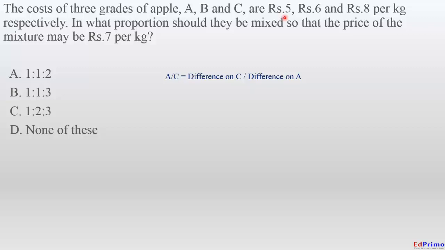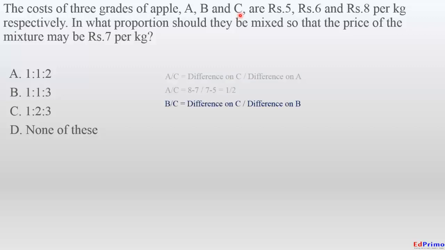Now let's look at A and C. We know that A is going to cost us rupees 5. We know that C is going to cost us rupees 8 per kg, and therefore to have the final value as rupees 7 per kg, we can simply say that for every single kg of apple grade A, we will need 2 kgs or 2 times that quantity of C. And therefore we have A is to C as 1 is to 2.